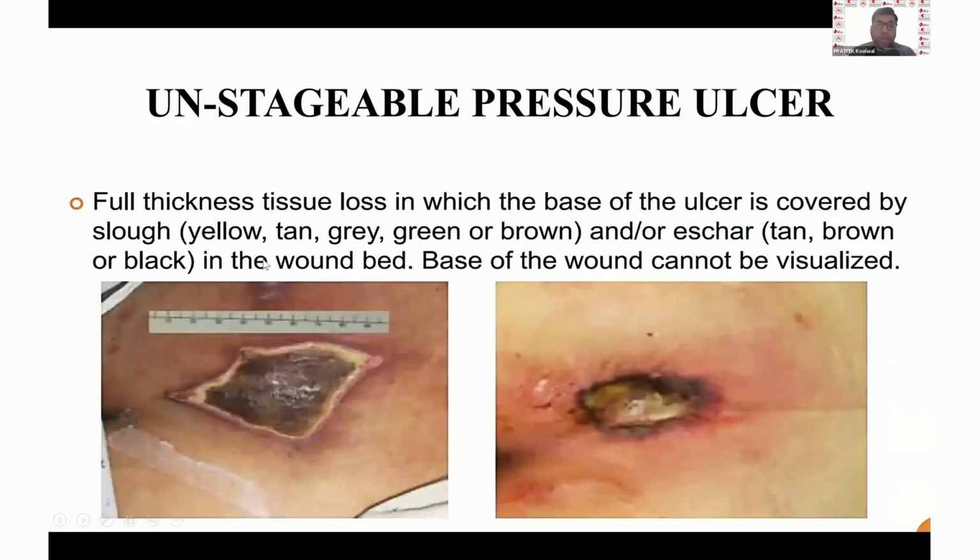Unstageable pressure ulcer: full thickness tissue loss in which the base of the ulcer is covered by slough, yellow, tan, green, brown, or eschar in the wound bed, and the base of the wound cannot be visualized. The base cannot be visualized in this area.